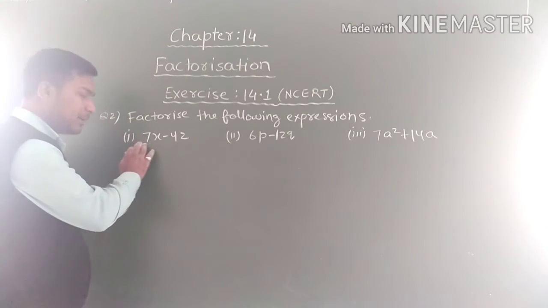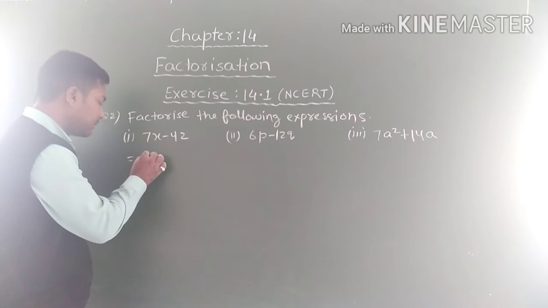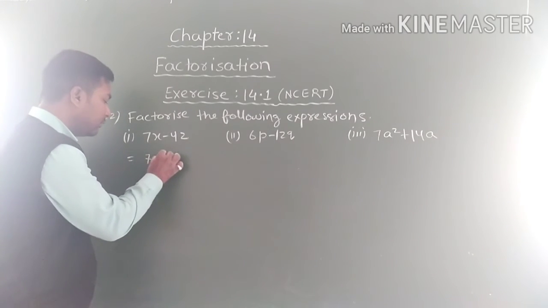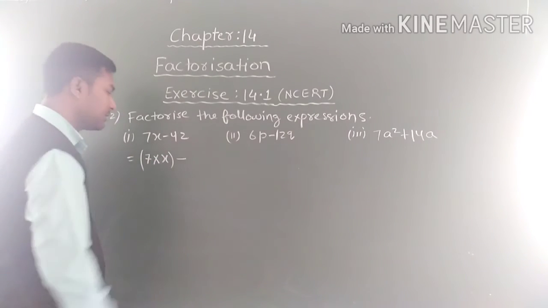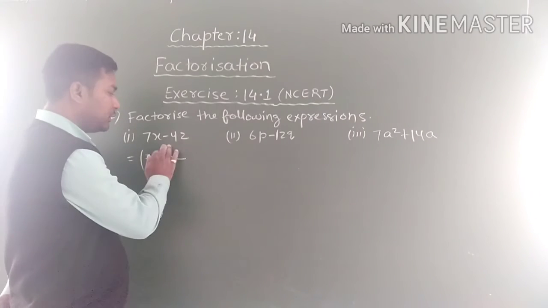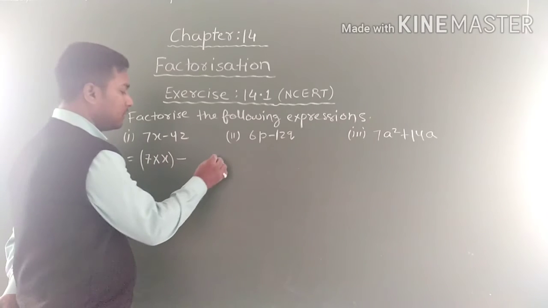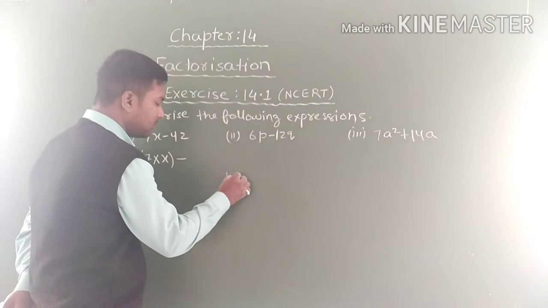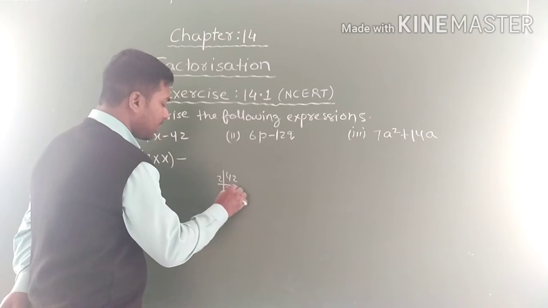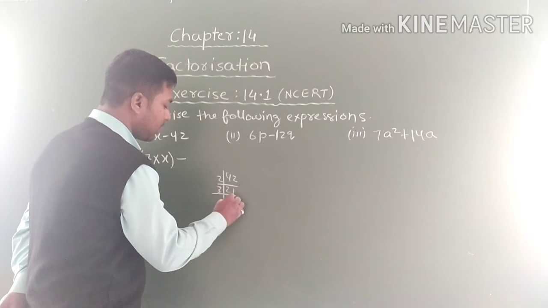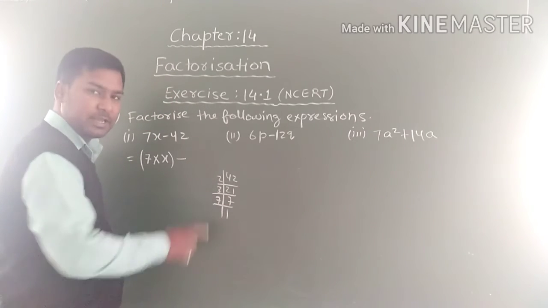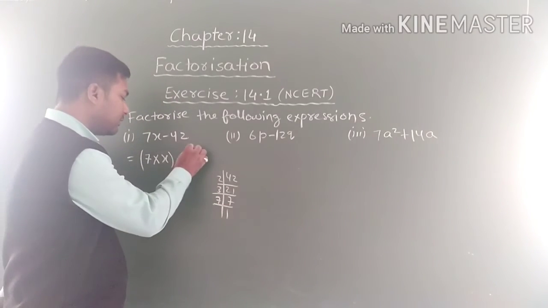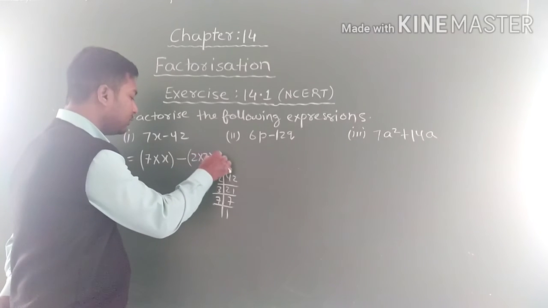So the factor of 7x will be 7 into x. Minus the factor of 42. Find it here. 2 into 3 into 7. So we can write 2 into 3 into 7.